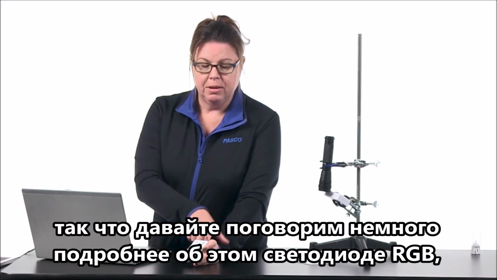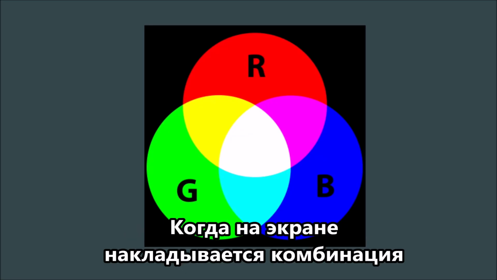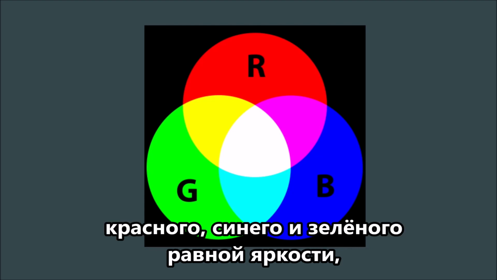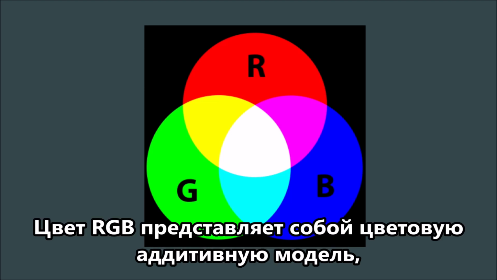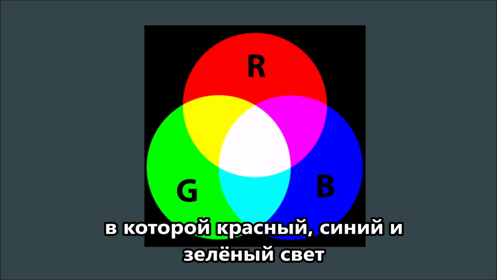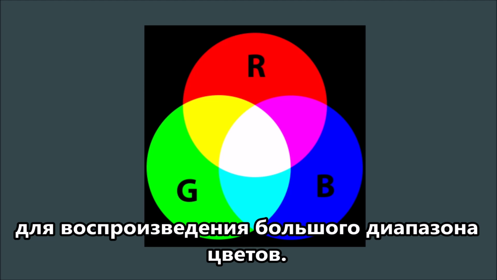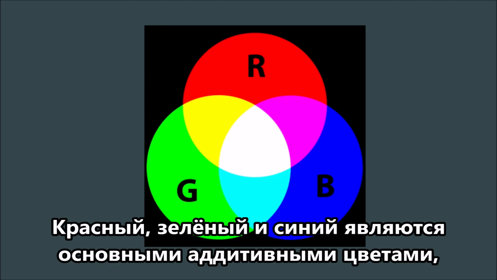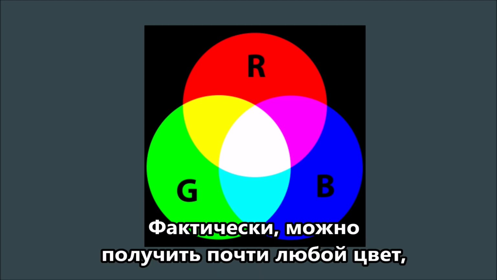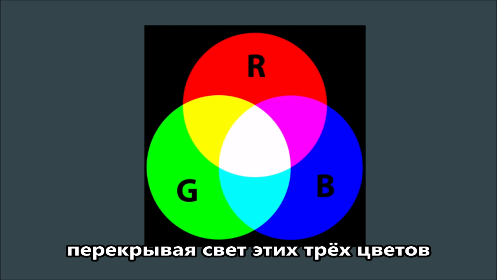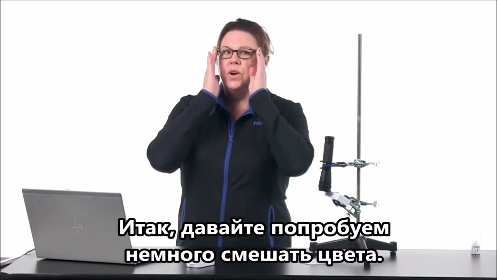So let's talk a little bit more about this RGB LED because it's actually pretty interesting. When a combination of only red, blue, and green of equal brightness is overlapped on a screen, it appears white. RGB color is an additive model in which red, blue, and green light are added together in various ways to reproduce a large range of colors. Red, green, and blue are primary additive colors because the human eye has photoreceptors that take in these colors. In fact, almost any color could be made by overlapping light of these 3 colors and adjusting the brightness of each color. So let's try a little color mixing.